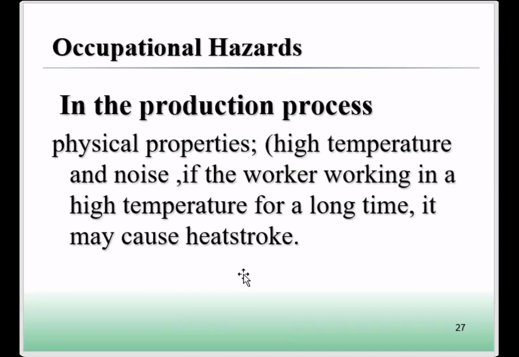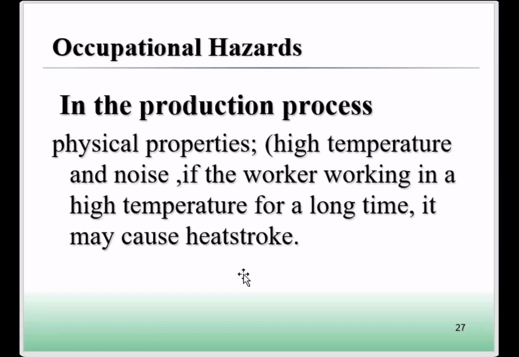And the second one in the production process, you can also find physical properties. For example, high temperature and noise. If a worker is working in a high temperature for a long time, it may cause heat stroke. We all know heat stroke may be a threat to a worker's life. So we can't stay outside doing work in high temperature for a long time.